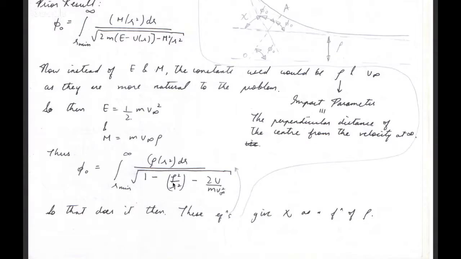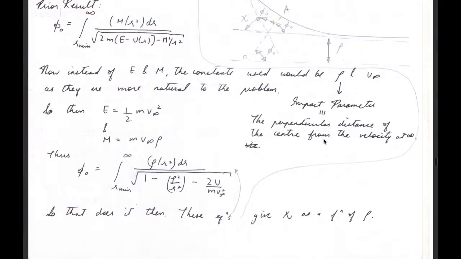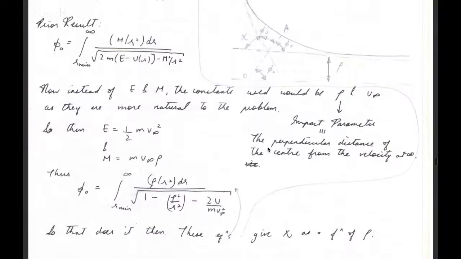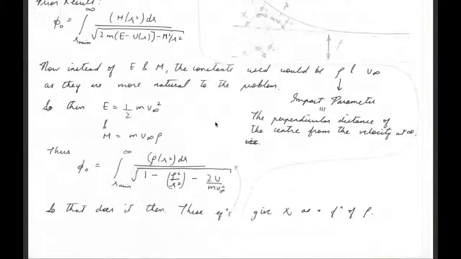Let's go on. So this equation gives us chi as a function of rho. But how does it give us chi? Because 2 phi naught plus chi is pi. So we get phi naught as a function of rho, and effectively we get chi as a function of rho.